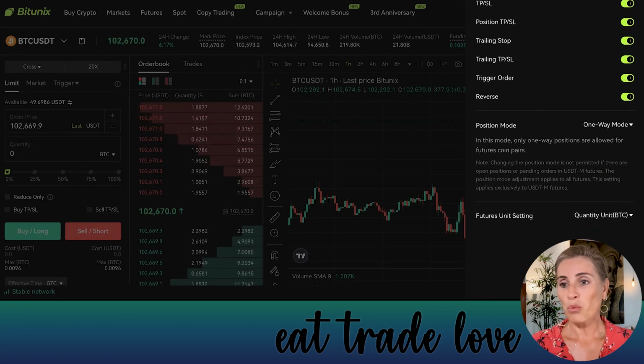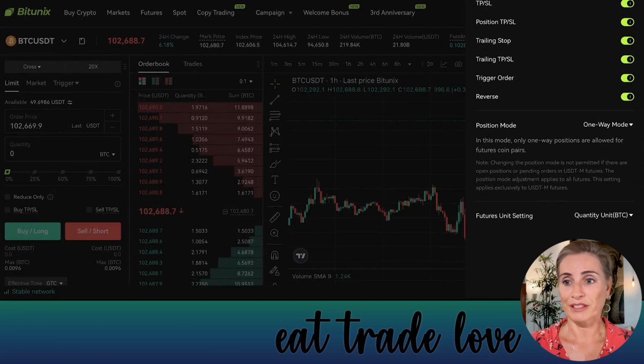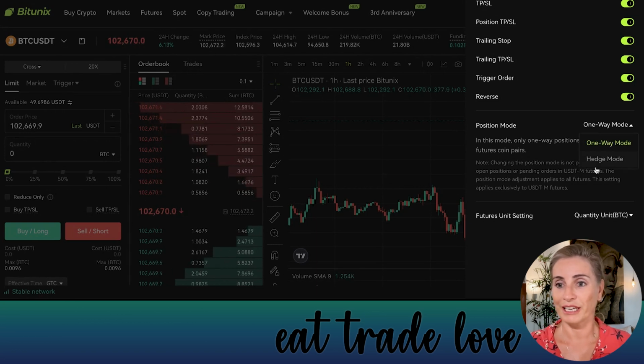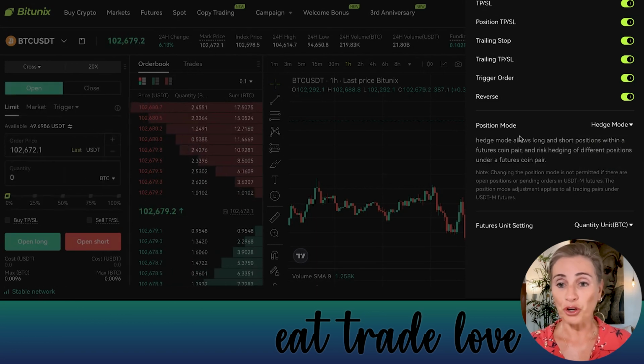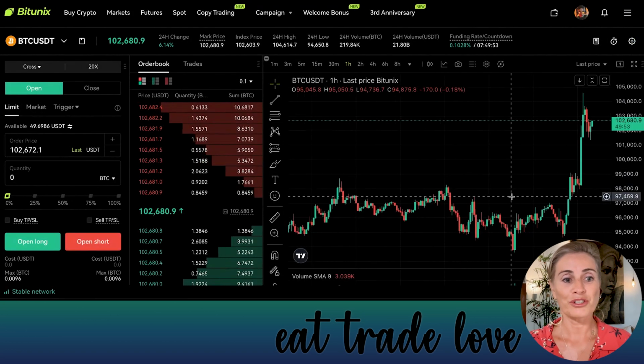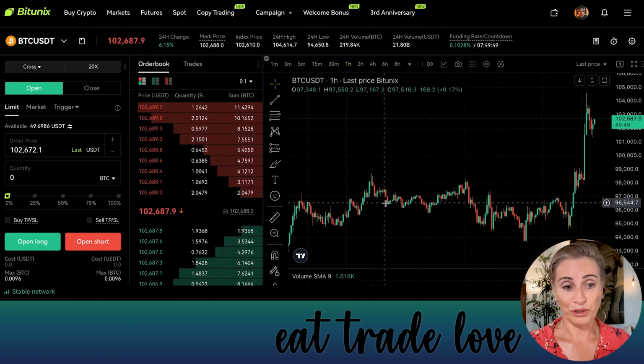And here you've got one-way mode. This means if you had a long position open, you can't open a short at the same time. It will actually decrease your long position if you try to do that. So the best thing to do is switch it into hedge mode. You need to have no positions open when you do that. And that means once you open a long, you can also open a short at the same time.